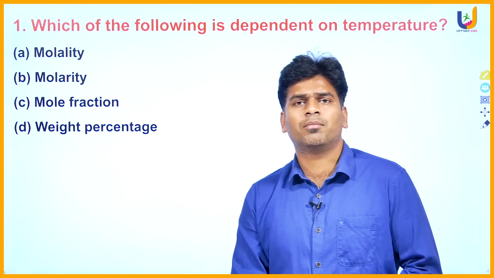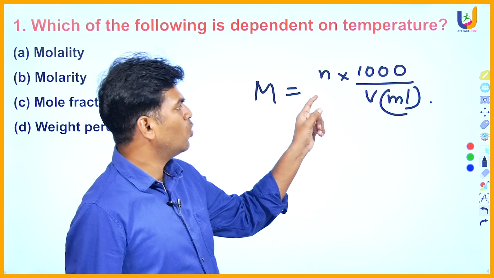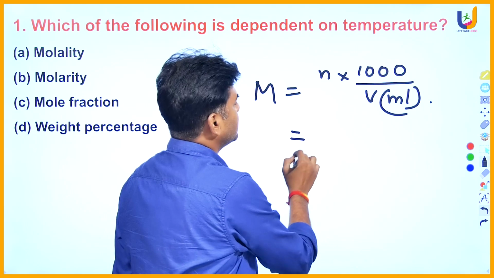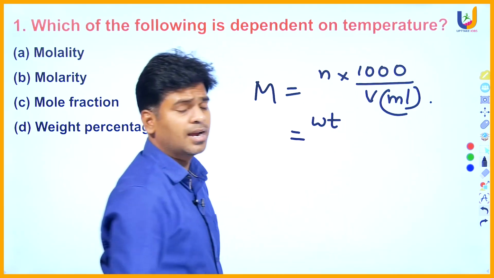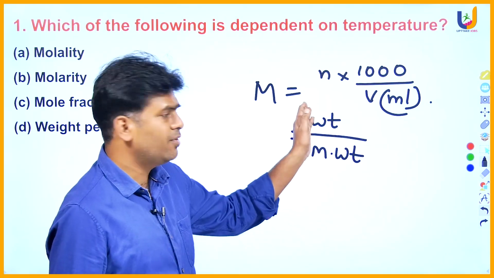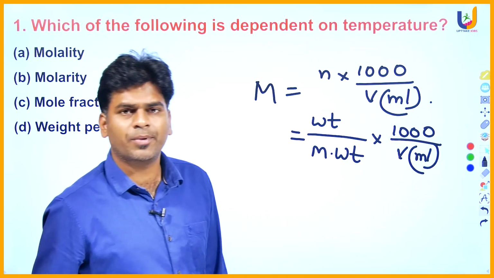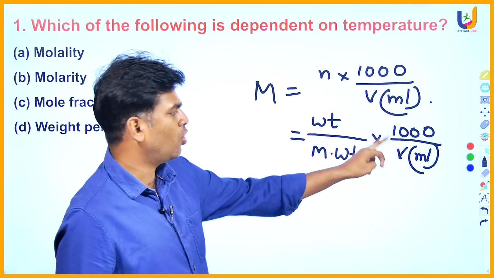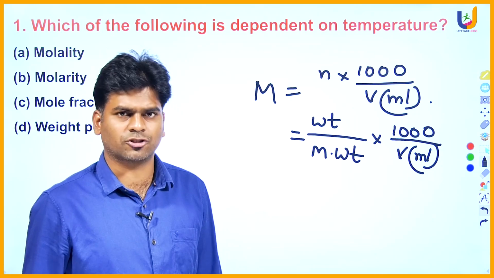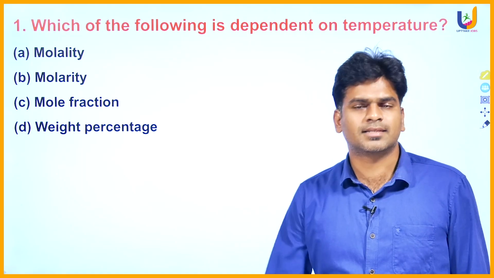You know the molarity formula: capital M is equal to number of moles into 1000 by volume in ml. That means n is equal to the given weight of solute by gram molecular weight of solute, into 1000 by volume in ml. Here we are including the volume in this formula, so it is definitely dependent on temperature. So the option is molarity. I hope it is clear, and let's see the next question.